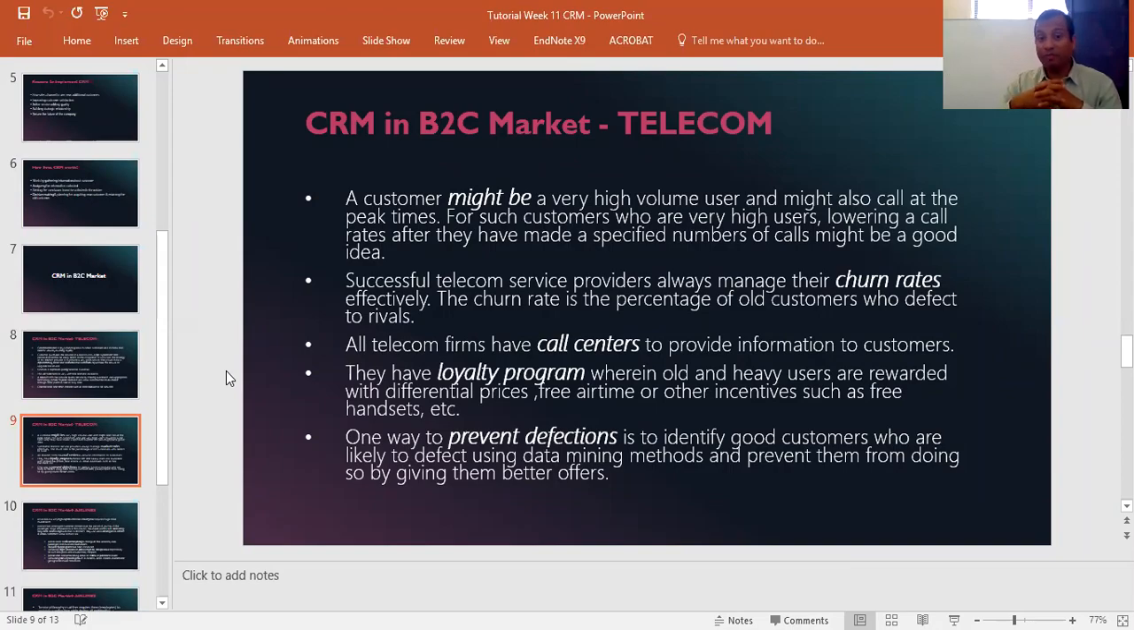One way to prevent defection is to identify good customers who are likely to defect using data mining methods, and prevent it. So again, with CRM, if you are purchasing CRM services, you will get the data mining tools, methods or analytics which will help you identify the issues which your major clients or customers are facing. That way you can minimize defection by having selective attention. So somehow we understood how CRM works in the telecom industry.